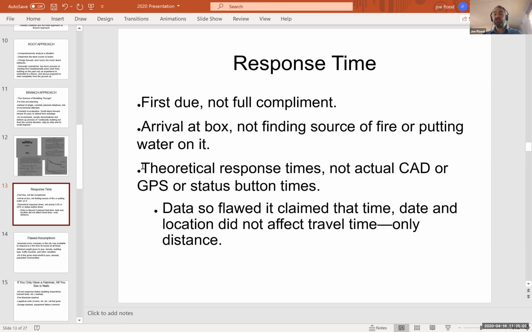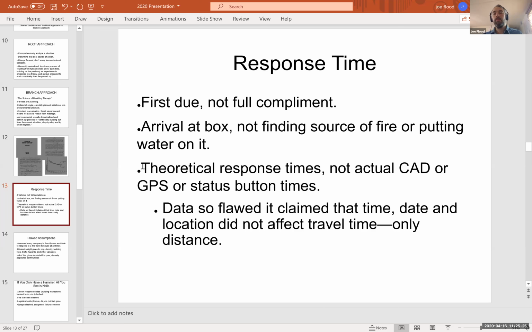Well, the way you do it is you sample a little bit. So what they did was literally give stopwatches to fire companies and told officers to, when the bell rang, start the stopwatch. When they got to the firebox, stop the stopwatch, write the numbers down. Decent way of measuring things. The problem was the data ended up being pretty terrible.